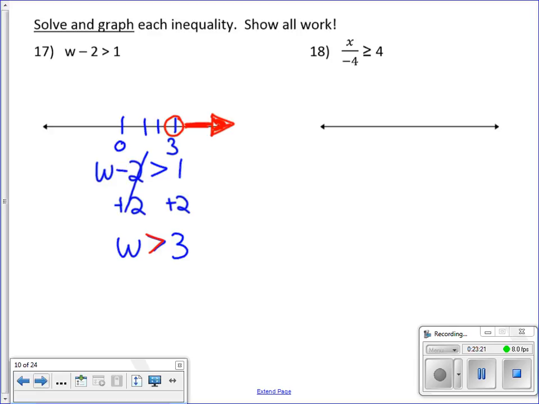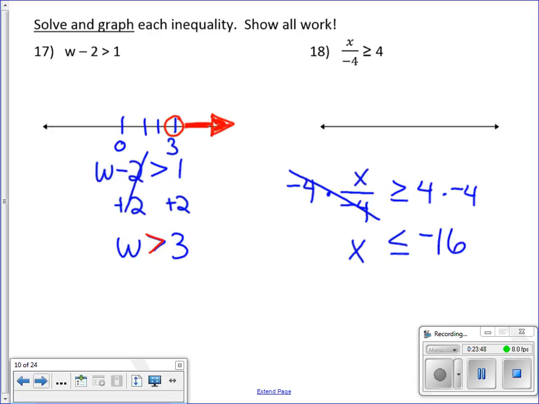Next one here. Again, I have to solve first. So I have x over -4 is greater than or equal to 4. I need to get rid of the -4, so I'm going to multiply by -4 on both sides. This cancels out, and I have x. But here's the trick. Remember, if I multiply or divide by a negative number to get my variable, I have to switch my sign. So this is less than or equal to -16, because I multiplied by a -4 right here. So that's going to be flipping my sign around. It's less than or equal to -16.